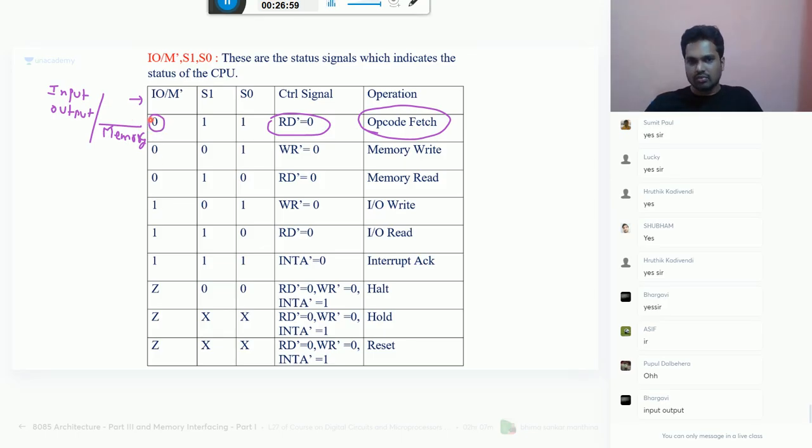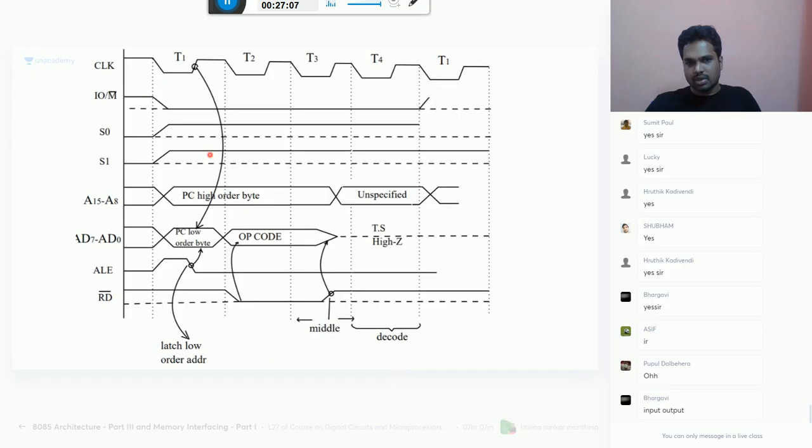And S1, S0 should be 1, 1. I told you already, these are the things that happen. So during the opcode fetch, the IO/M bar signal will become 0, and S1, S0 both will become 1, 1, because it is opcode fetch. And listen here. In the first T state, you see what happens? Your address latch enable will be 1. You understand? Address latch enable will be 1.